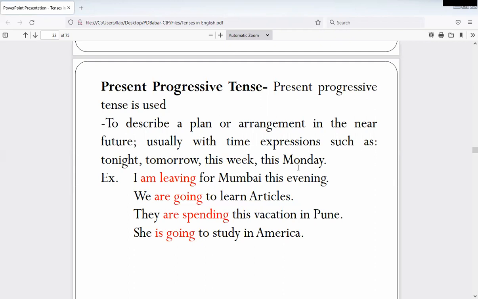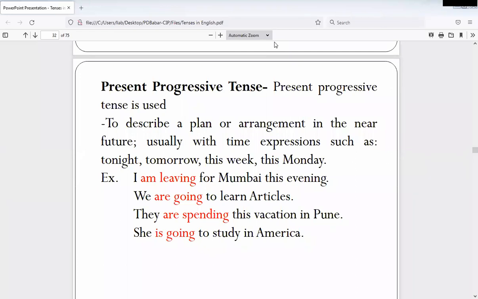The second is: we are going to learn articles. Here we are going to do that action. We are going to learn articles. So this is the present progressive, are going.